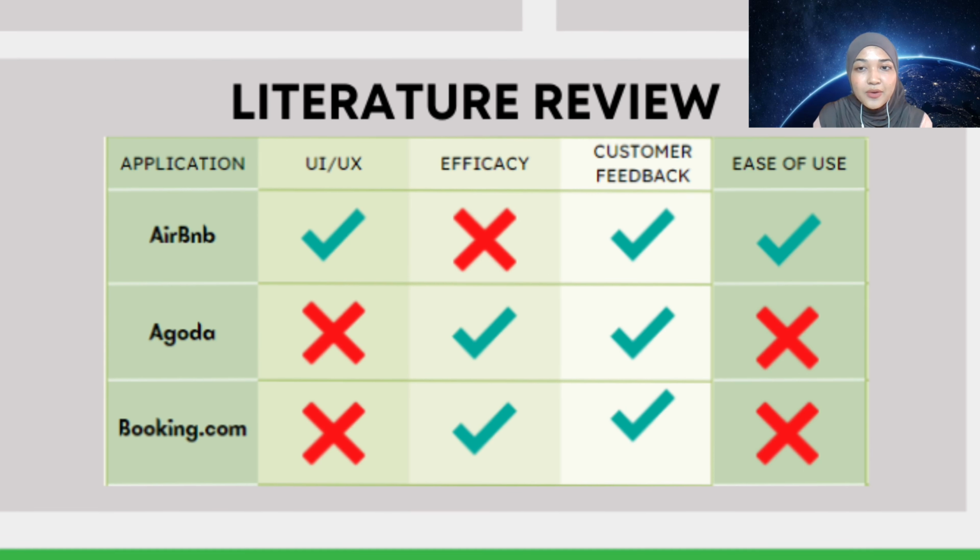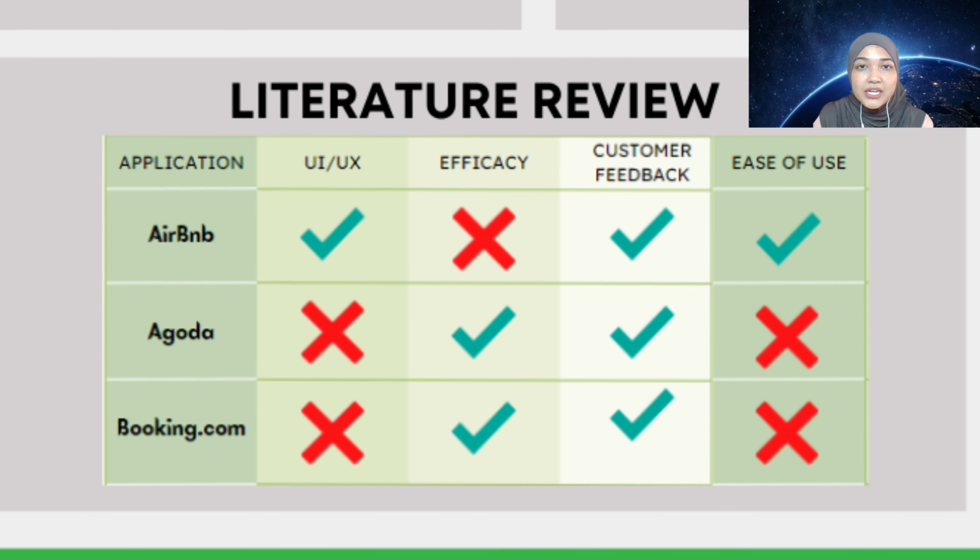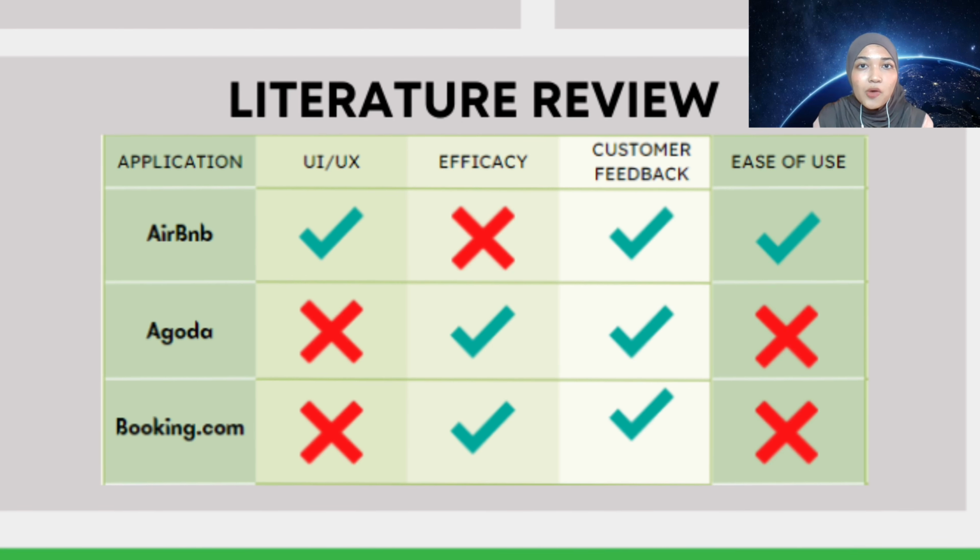As for Airbnb, it has the best user interface and user experience compared to the other 2. Meanwhile, for efficacy, the best 2 applications are Agoda and Booking.com, leaving Airbnb out. As for customer feedback, all of the applications have really good customer feedback, where they have ratings and also comments from previous users on their experience of the hotel or home. And last but not least, ease of use, where the best application among these is Airbnb. Meanwhile, Agoda and Booking.com are less easy to use.